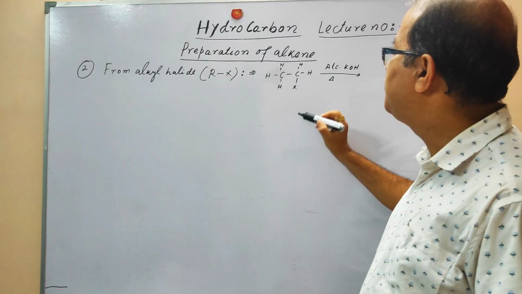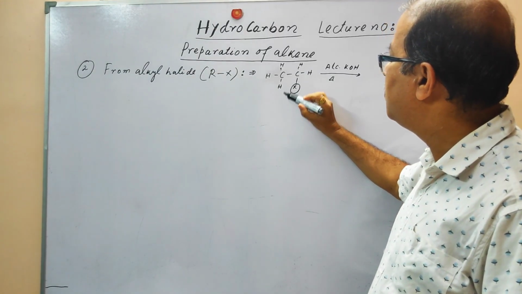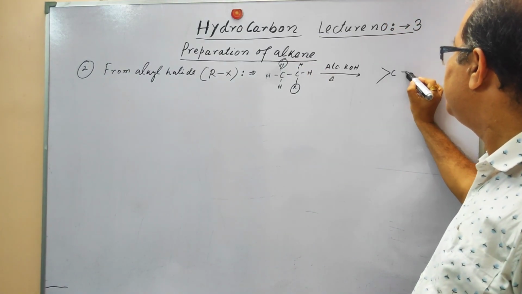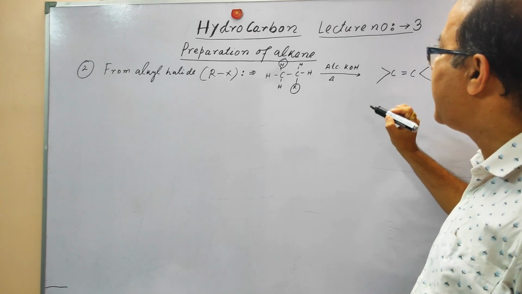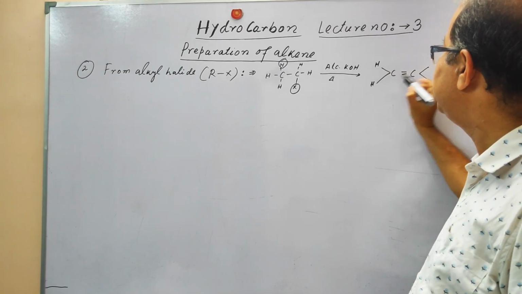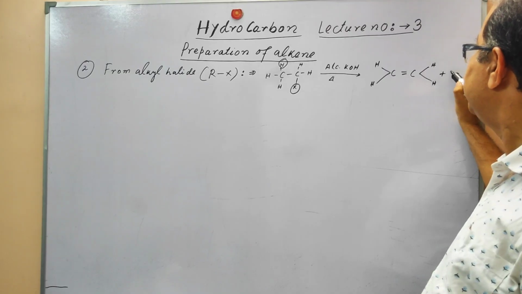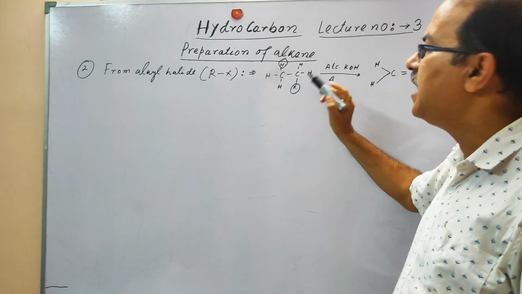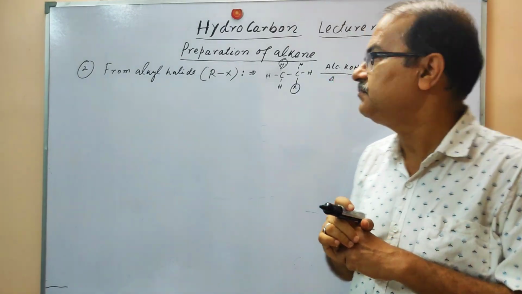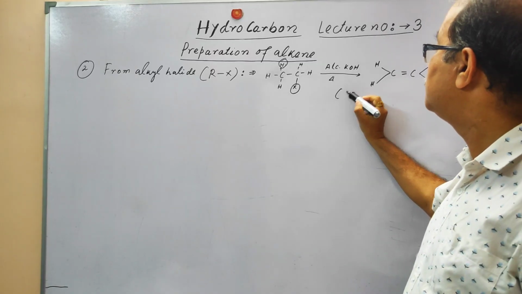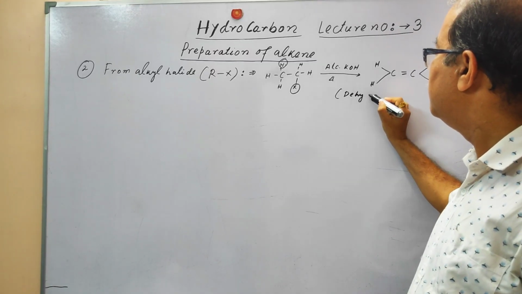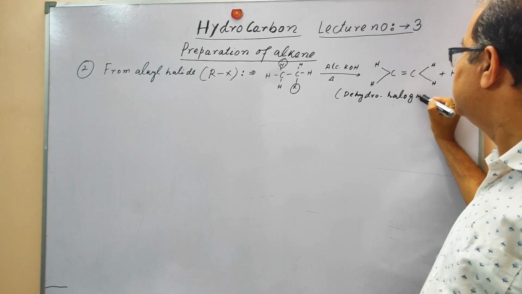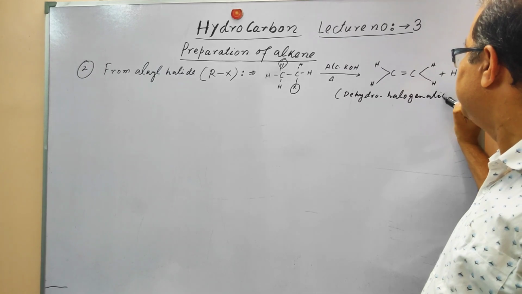So at that time, what is going to happen? This halogen atom and this hydrogen atom will be eliminated, and it is going to produce a double bond, that is the alkene. Here you can produce the ethene, and there is HX. And you can see a hydrogen and halogen have been removed from this alkyl halide. That is also called dehydrohalogenation. Dehydrohalogenation reaction, right?